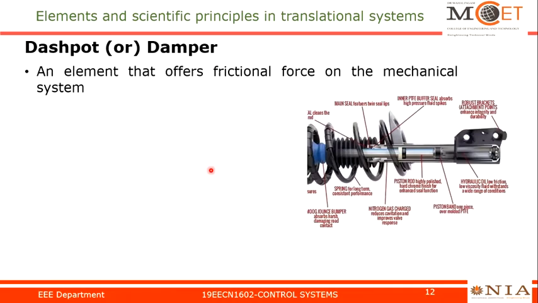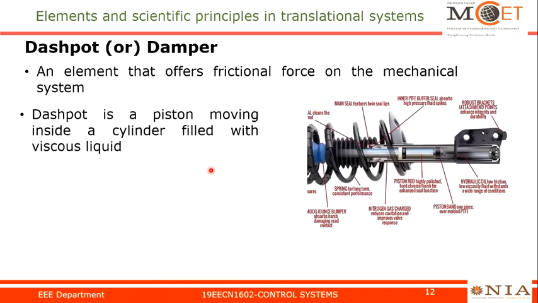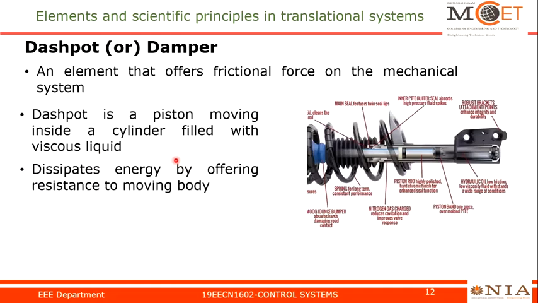Third element, dashpot or damper. An element that offers a frictional force on the mechanical system is called the dashpot or damper. It is a piston. The pistons are operated with air friction or fluid friction. In hydraulics, we use oil, the plungers, or dashpots. In pneumatics, we use air chambers for operating this dashpot. We have the cylinder filled with the viscous liquid, that is the oil fluid in hydraulics. It dissipates energy by offering resistance to the moving body.